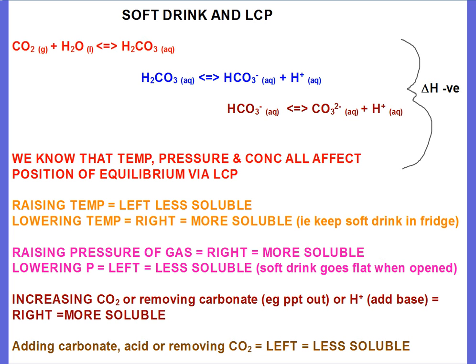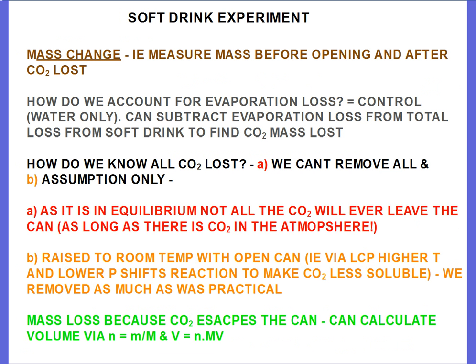If you increase the carbon dioxide concentration, if you can somehow remove carbonate, such as precipitating it out, or remove the hydrogen ions, such as by adding a base, in theory that makes the carbon dioxide more soluble because the reaction shifts to the right. On the contrary though, if you add carbonate ions, or if you add acid, or if you can somehow remove carbon dioxide gas from the atmosphere, that's going to drive the reaction to the left and therefore make the carbon dioxide less soluble.